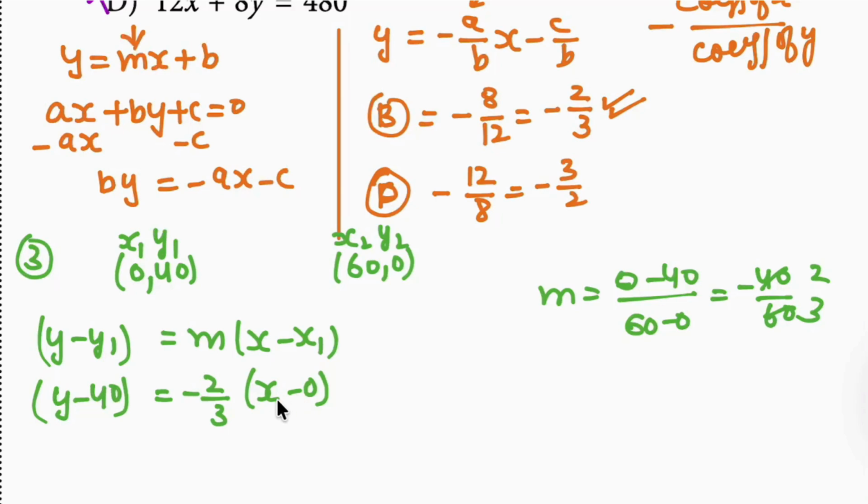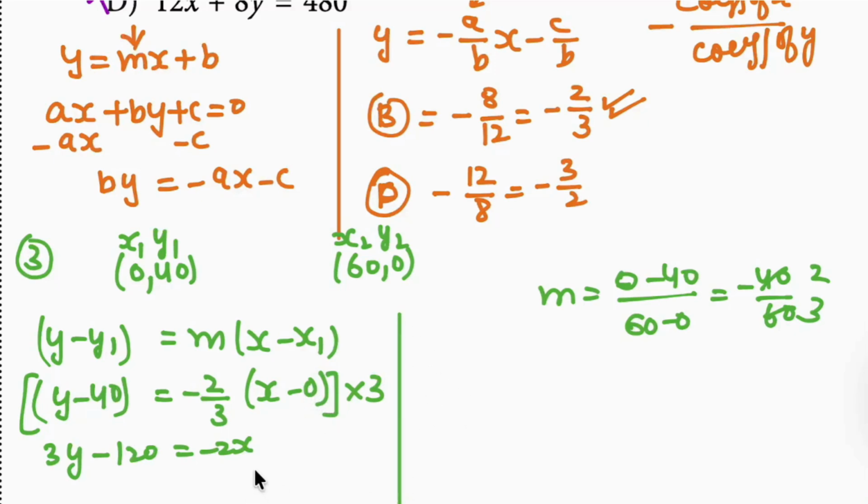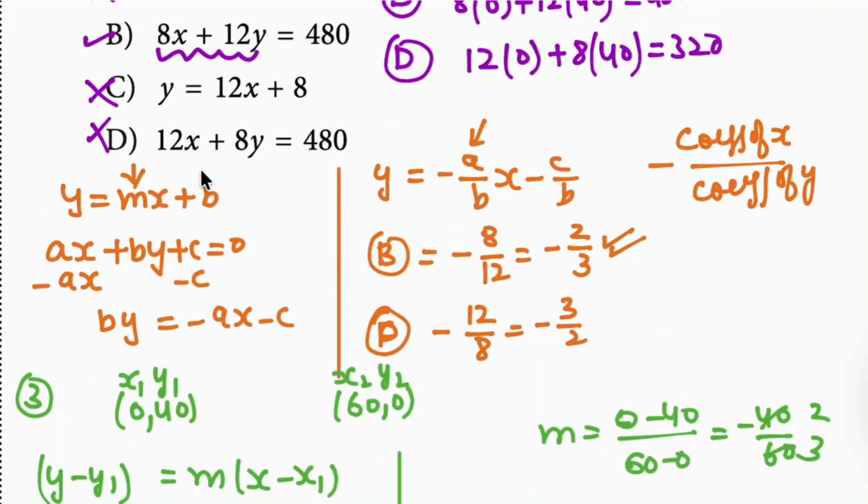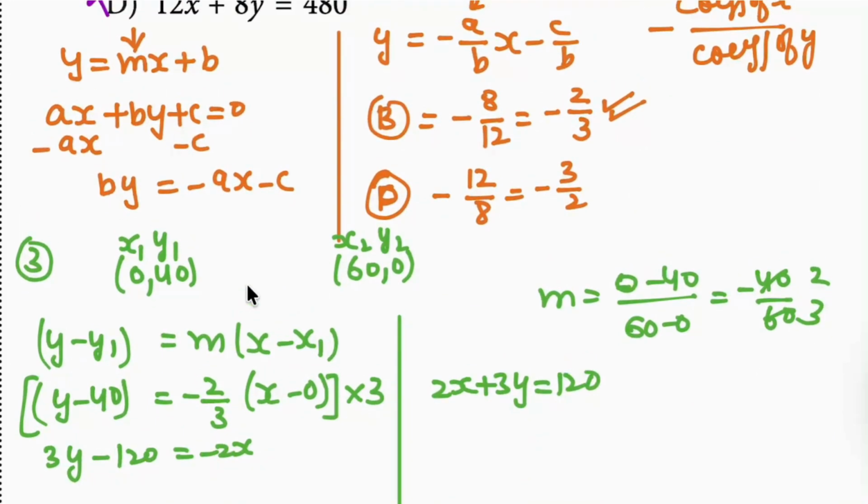Now x minus 0 is x itself, so multiplying by 3 on both sides, 3y minus 120 is equal to negative 2x. Adding 2x on both sides, 2x plus 3y is equal to 120. Now our options have either 8x or 12y, so let's multiply by 4 on both sides: 8x plus 12y is equal to 480. That is the traditional method.